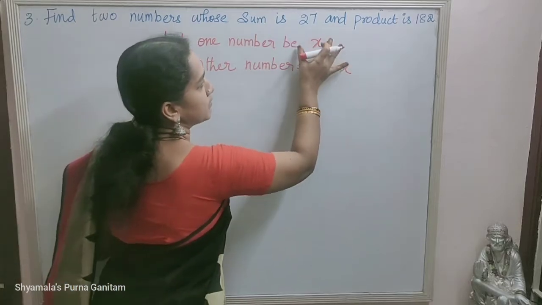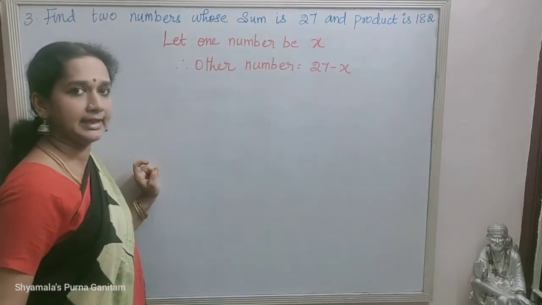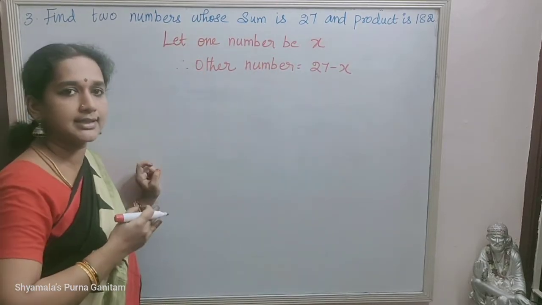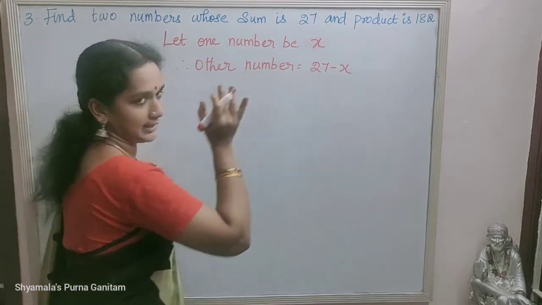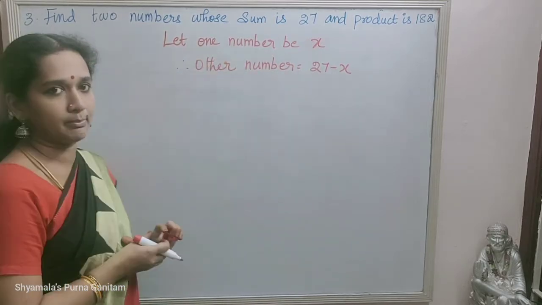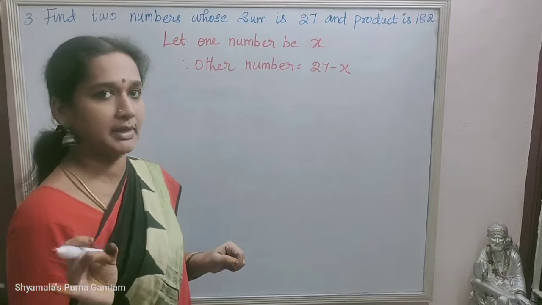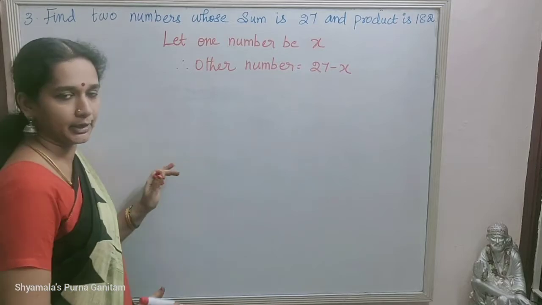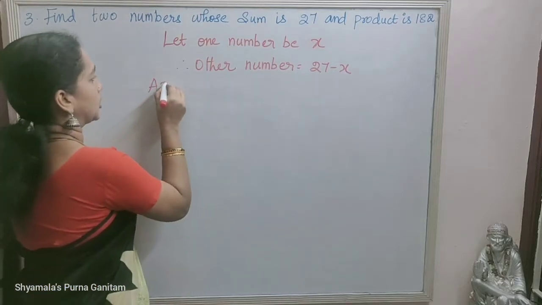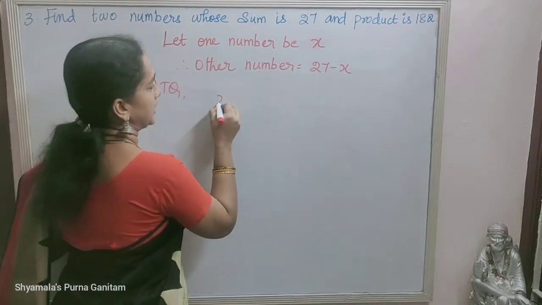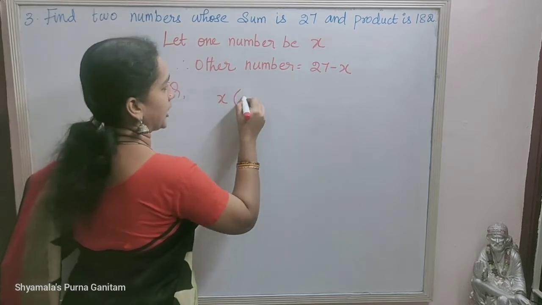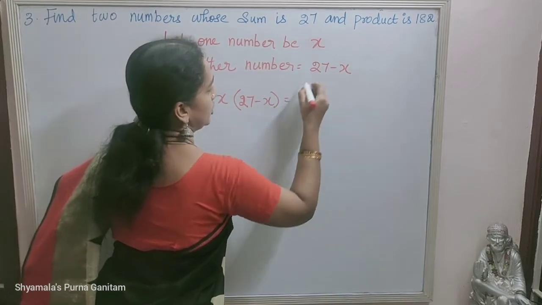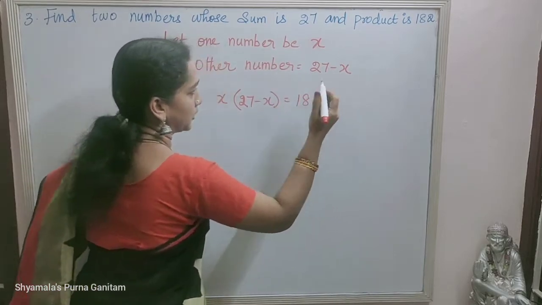So when you find the sum of these two numbers, you will get 27. That is 27 minus x plus x. When you cancel the minus x and plus x, you will get 27. So these are the two numbers: one is x, the other one is 27 minus x. Then the product of these two numbers is 182. According to the question, when you find the product of x and 27 minus x, you will get 182.